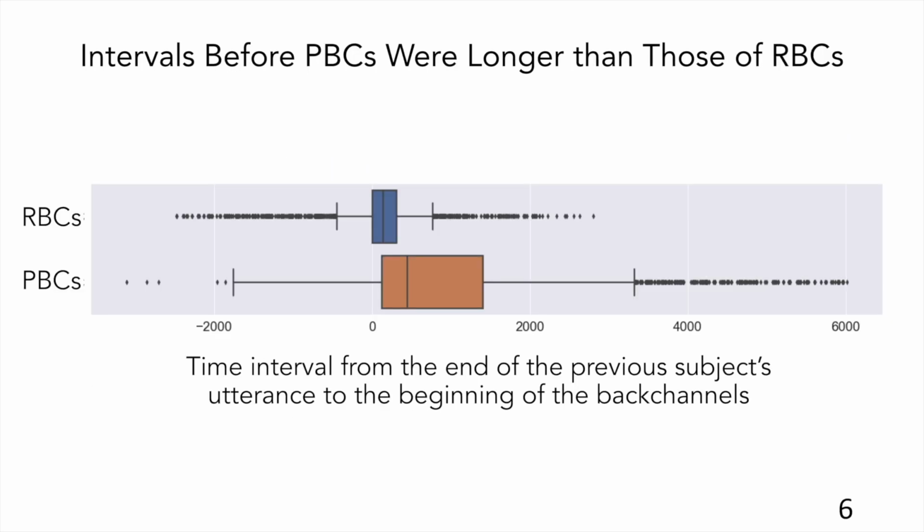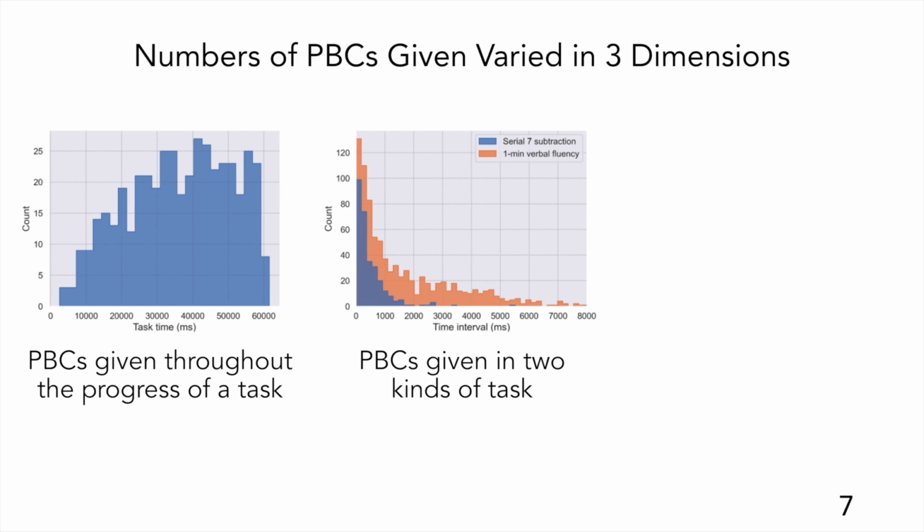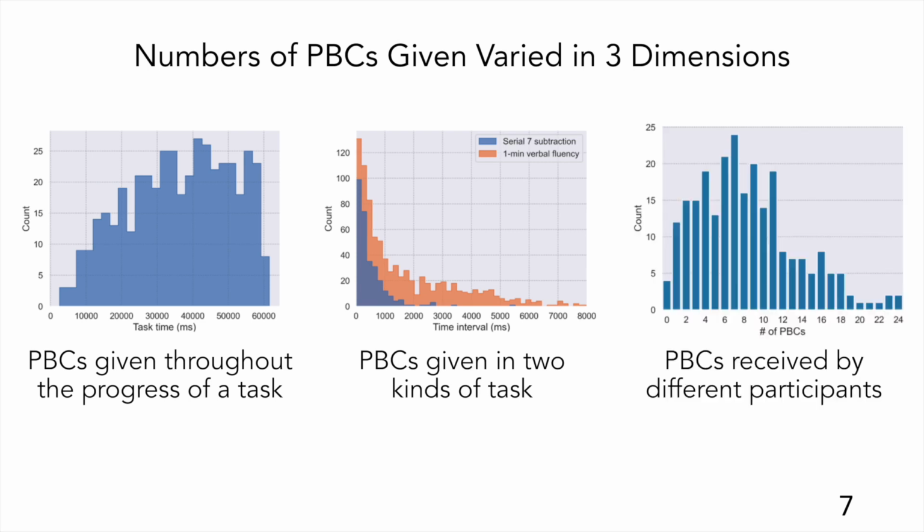Data analysis on RBCs and PBCs in those conversations shows the interval before PBCs might be longer than that of RBCs, as the number of PBCs given by expert assessors varied along 3 dimensions. Within task, PBCs given throughout the progress of a task; between tasks, PBCs given in 2 kinds of tasks; and between subjects, PBCs received by different participants.